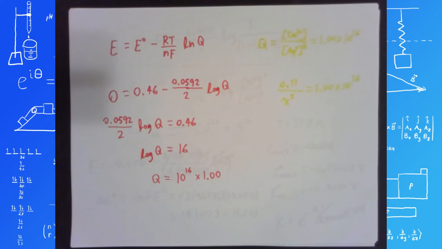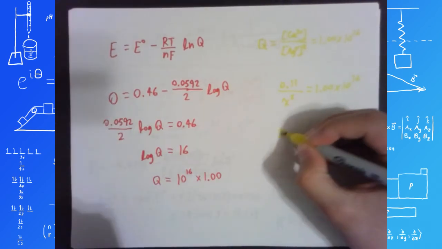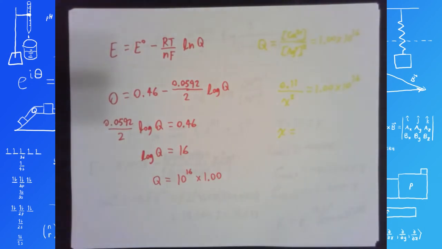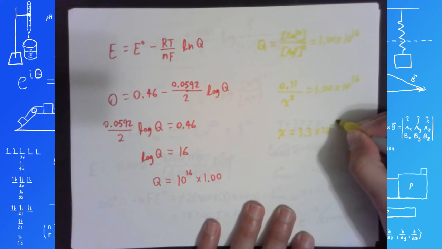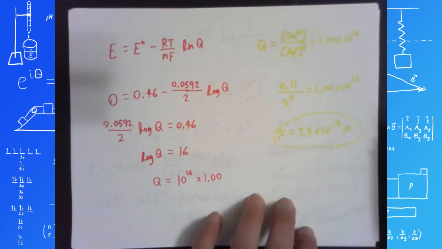0.11 divided by 1.00 times 10 to the 16 is 1.1 times 10 to the negative 17, and then take the square root of that, and we get x equals, let me put that in scientific notation, 3.3 times 10 to the negative 9 molar. Okay, and there we go.